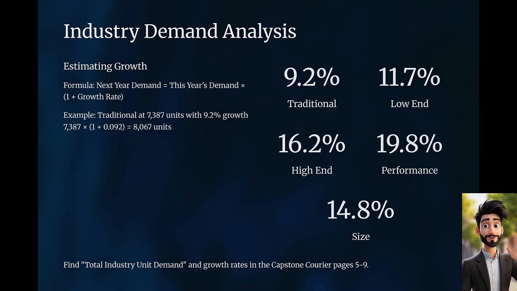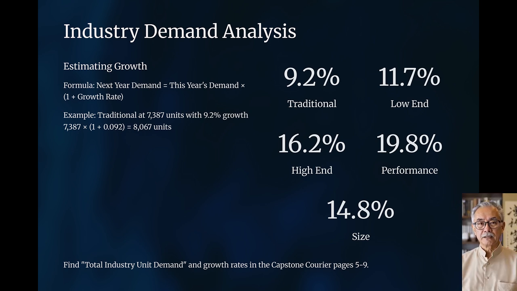Repeat this process for each segment: traditional, 9.2%; low end, 11.7%; high end, 16.2%; size, 14.8%; performance, 19.8%. Input the base demand and the percentage, and the spreadsheet will do the rest.